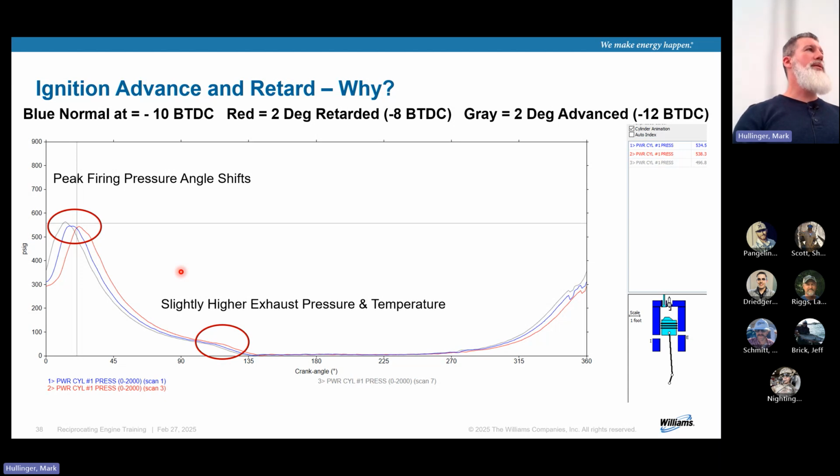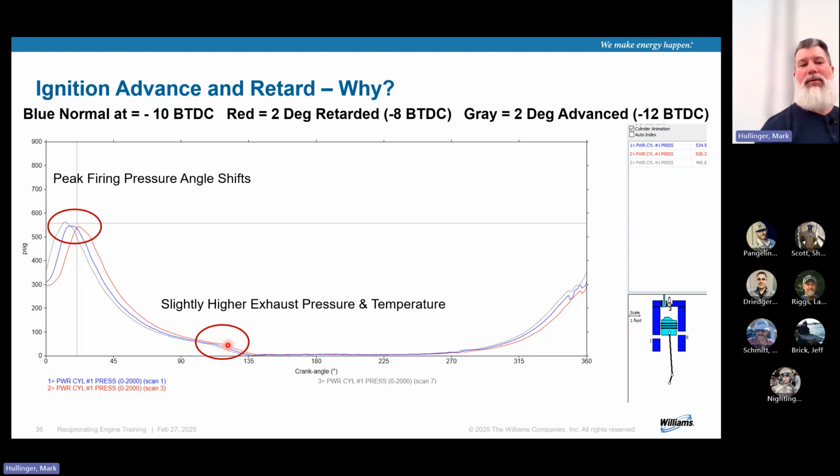Did you hear it? You don't hear it. Apparently you don't hear it. Yeah. Detonation, you hear. You just see it when you open it up. You see it. Yeah. You see the consequences. Well put. So look at the exhaust pressures and temperatures.